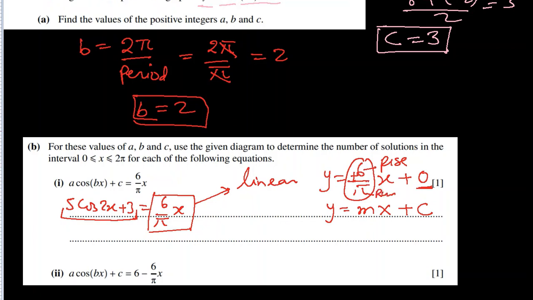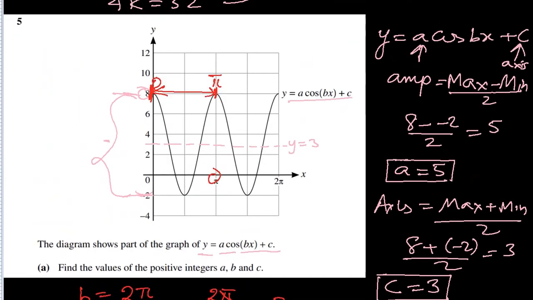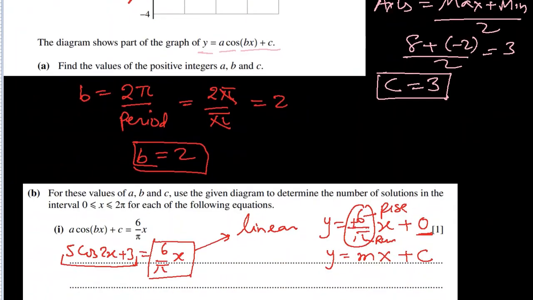6 over pi. So let's go back to our graph and let me draw a line where the rise is 6 and the run is pi. This red graph is the equation y equal to 6 over pi x, right? And the question is, how many solutions do you see for this?